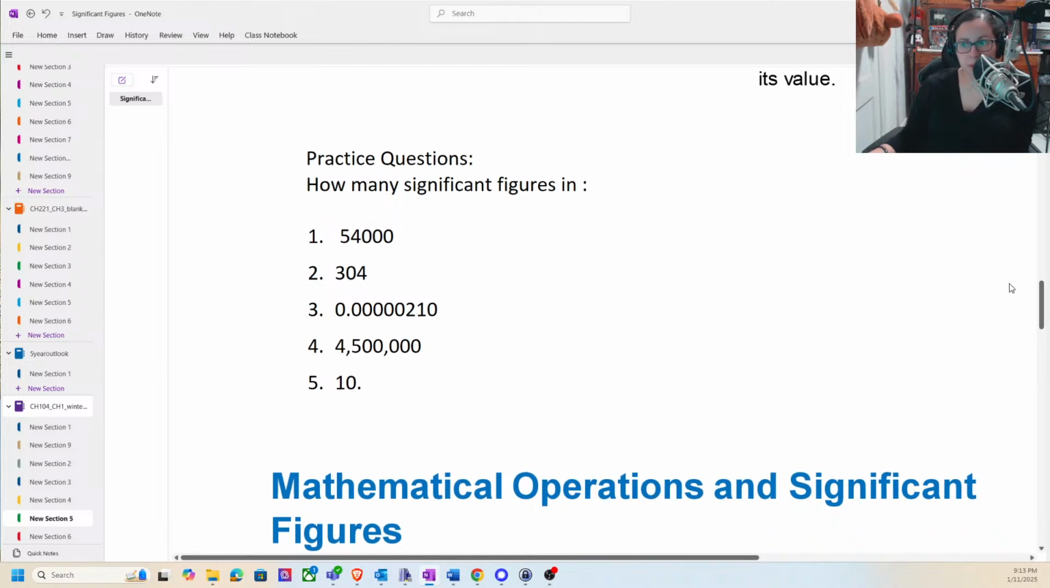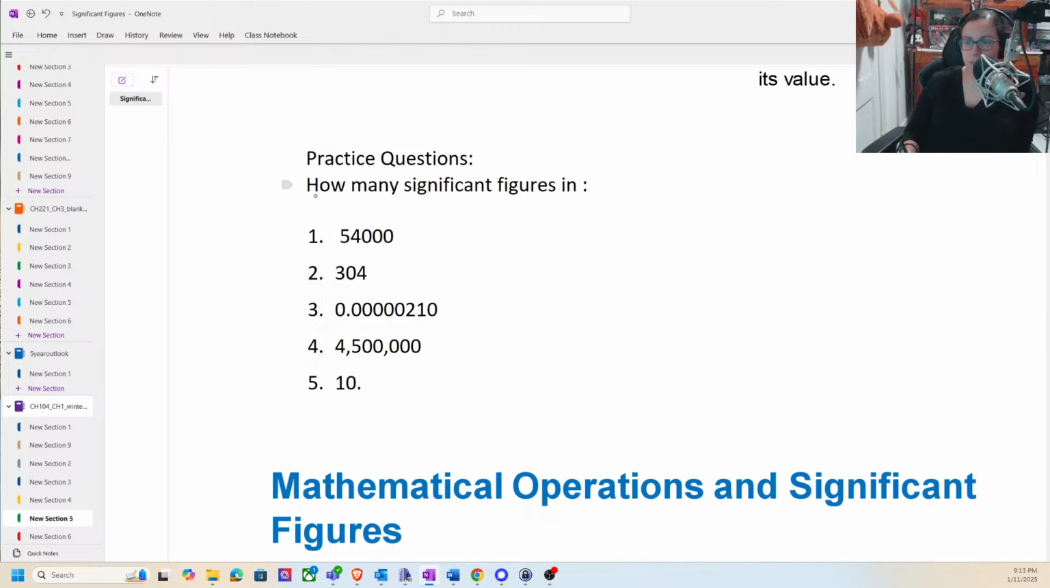All right, go ahead and pause here and you can look at these examples and we'll go over them. So now looking at number 1, how many sig figs we have. So this would be 2, since these 3 zeros here are showing how big. Number 2, we have 3 sig figs. So all 3 are significant.